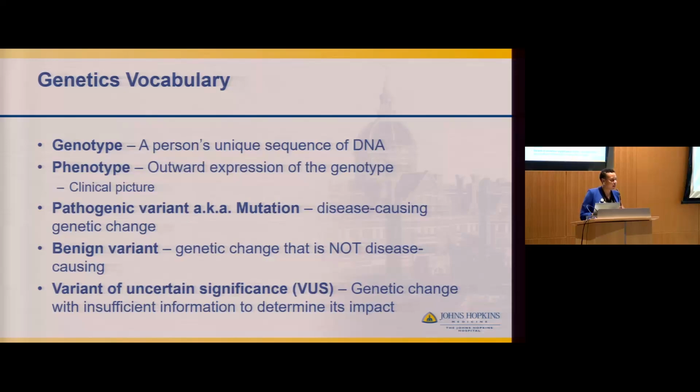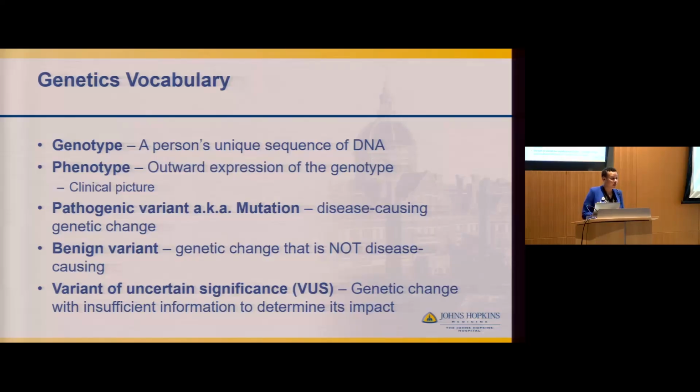We want to look at the outward expression of that genotype and how those letter changes actually impact the heart in this case. It might be things such as whether or not you have blue eyes, but of course today we're talking about HCM. A pathogenic variant, we commonly use, is also known as a mutation. So that's a disease-causing genetic change, or what is leading to the development of HCM. And then we have benign variants, that is a genetic change that does not cause disease. It is very possible to have a genetic change in any one of your genes that does not have any association with disease.